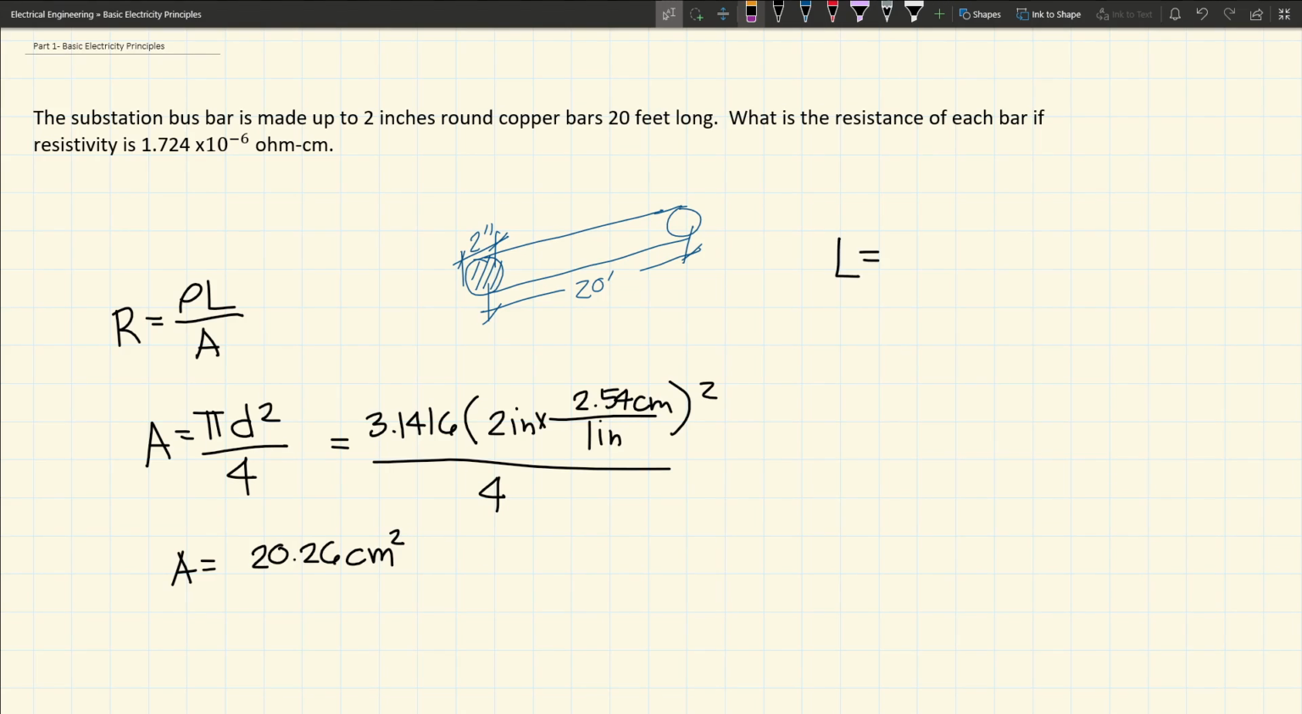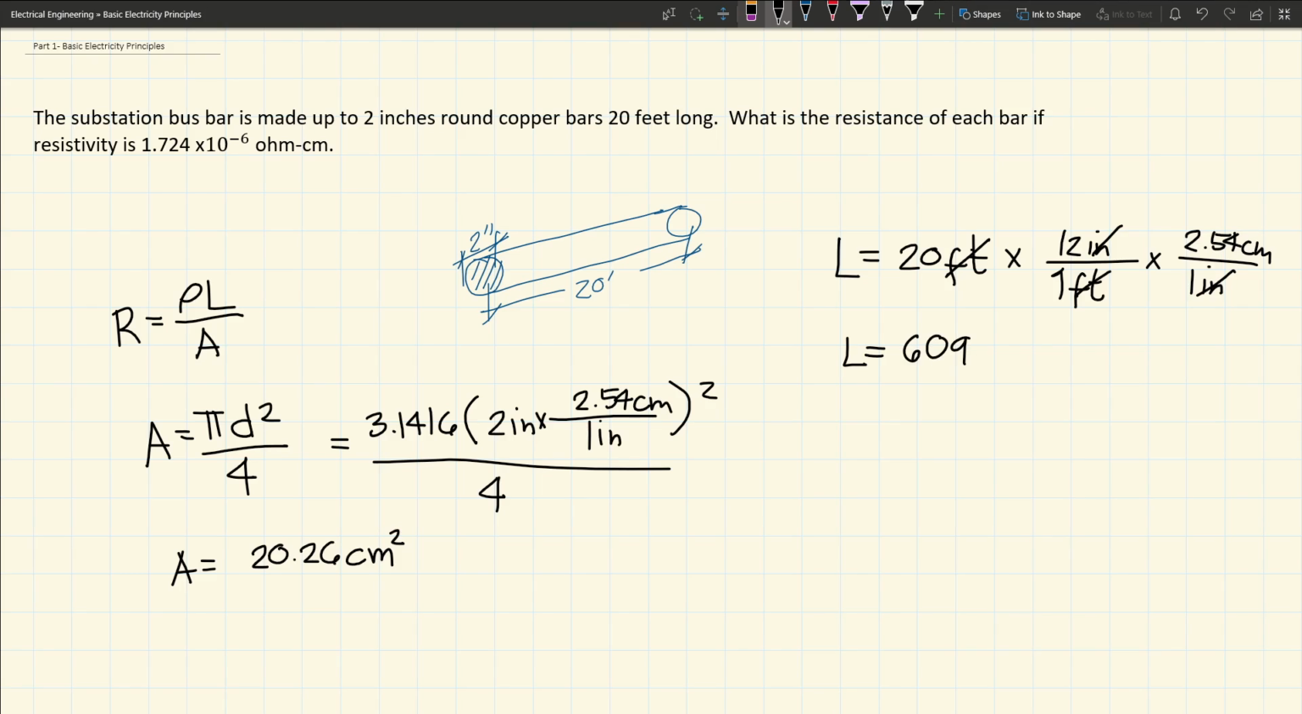Since the unit of our resistivity is ohm centimeter, we convert all our other units to centimeter. So our length is 20 feet. We convert this into centimeter. So 1 foot is equal to 12 inches. Then 1 inch is equal to 2.54 centimeter. So feet will cancel and also the inches. Now our length is 609.6 centimeter.